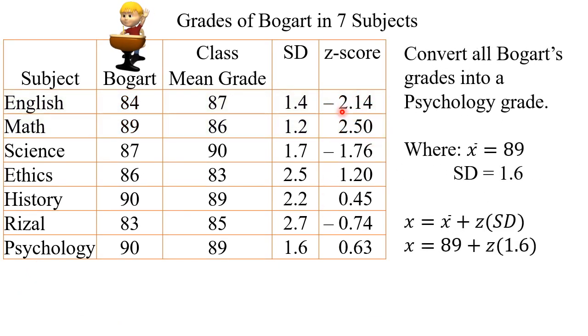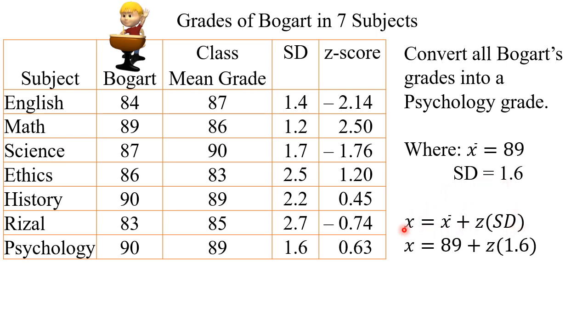Since we already have our z-scores for the 7 grades, we convert all of Bogart's grades into psychology grades. In other words, class, if we want the psychology grade as the standard grade, then we can transform the other grades into a psychology grade. Because we want the psychology grade as the standardized grade, the mean grade for psychology is 89 with a standard deviation of 1.6. So we need these two values. We identified here that the mean grade is 89 with a standard deviation of 1.6.